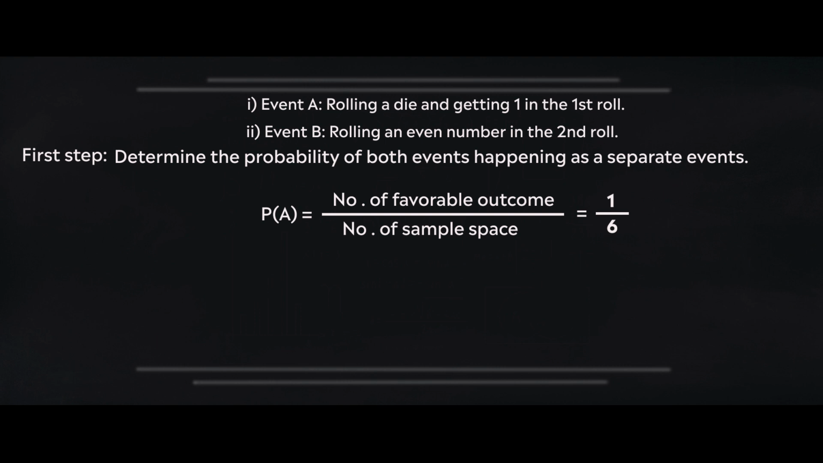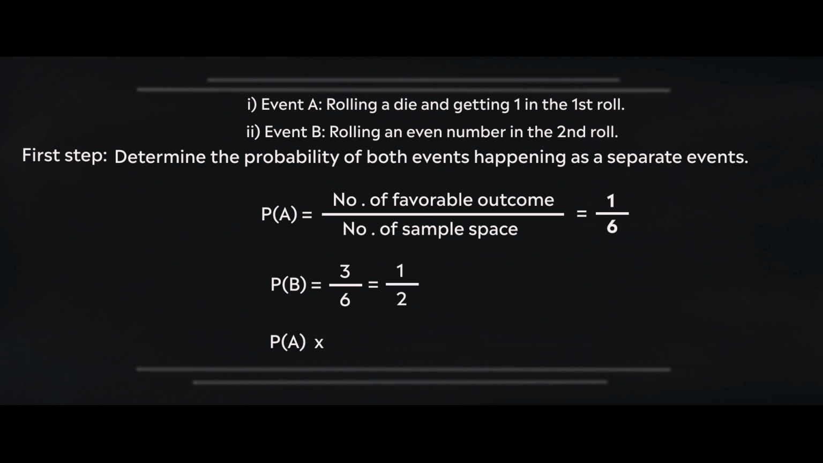Now let's calculate the probability of event B happening. So the probability of event B happening is equal to the number of favorable outcomes over the sample space. In event B, we are looking for getting an even number. So how many are even numbers out of the 6 in the sample space? 3 are even numbers: 2, 4 and 6. So the number of favorable outcomes is 3, which when we simplify, we get as 1 by 2.